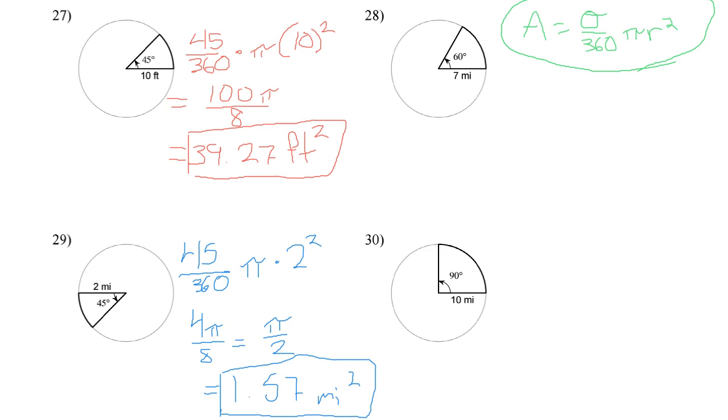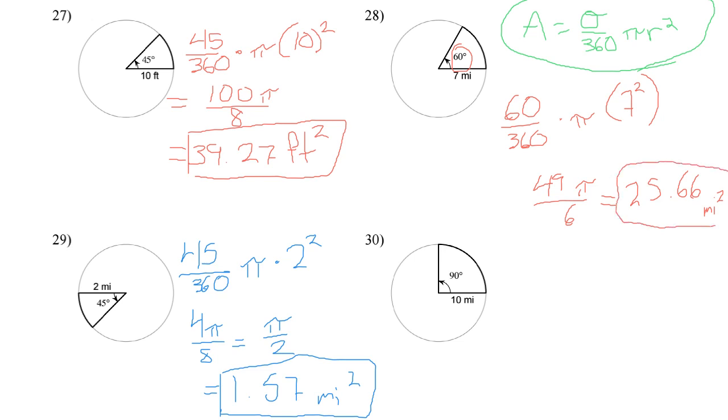Okay, looking at number 3, the angle here now changes. We now have a 60-degree angle. So we got 60 over the 360 that makes up the full circle times pi times radius squared, in this case 7 squared. That's not going to cancel well. So what we wind up with is 60 over 360, that's 1/6. 7 squared, that's 49. So we get 49 pi over 6. And if we write that out on the calculator, we would get 25.66, and that's going to be miles squared. Okay, so there's our answer.